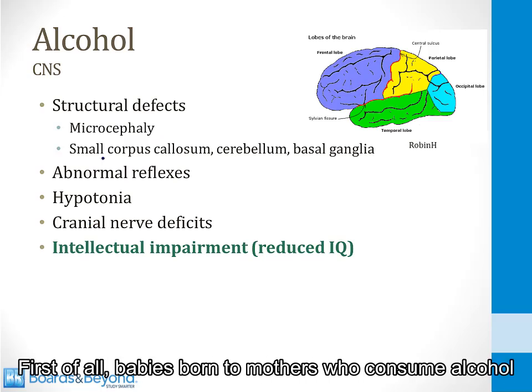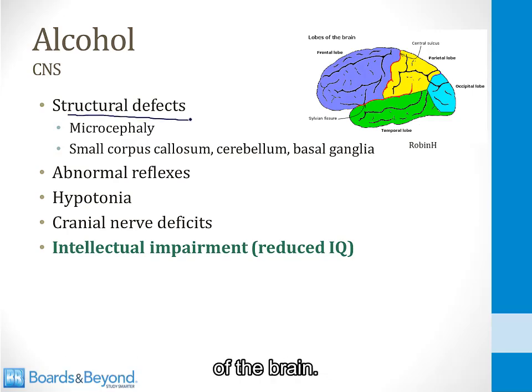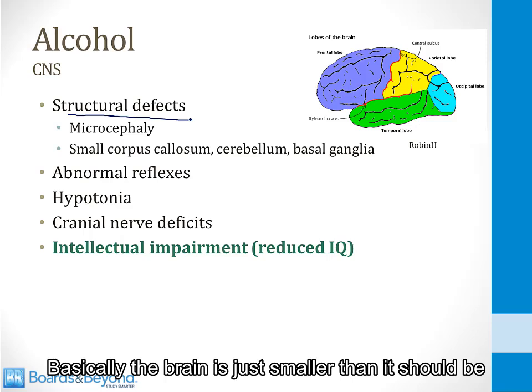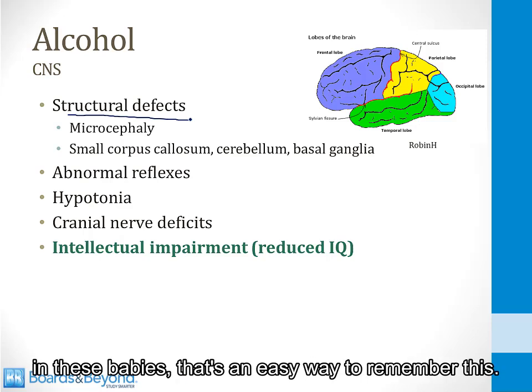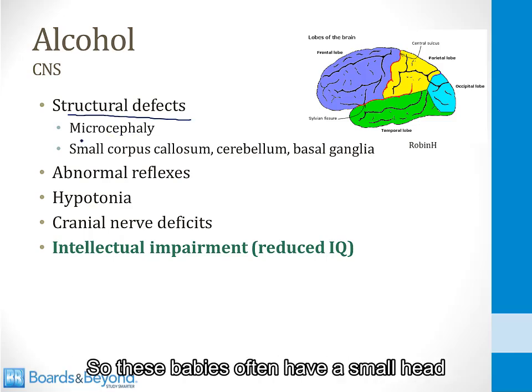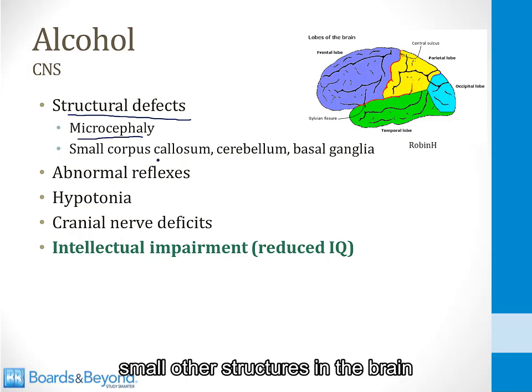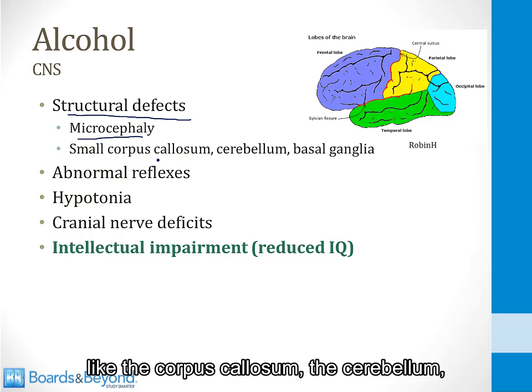First of all, babies born to mothers who consume alcohol when they're pregnant can have structural defects of the brain. Basically, the brain is just smaller than it should be in these babies. That's an easy way to remember this. Basically, everything about these babies is just small. So these babies often have a small head, which is microcephaly, and they can have small other structures in the brain, like the corpus callosum, the cerebellum, and the basal ganglia.